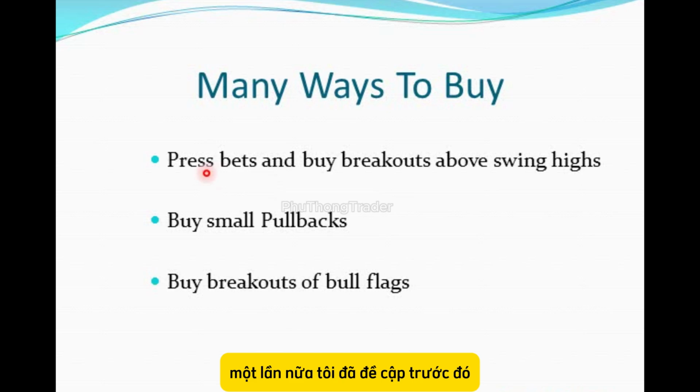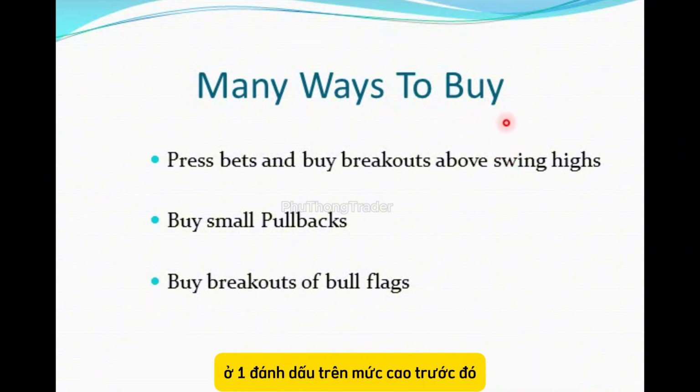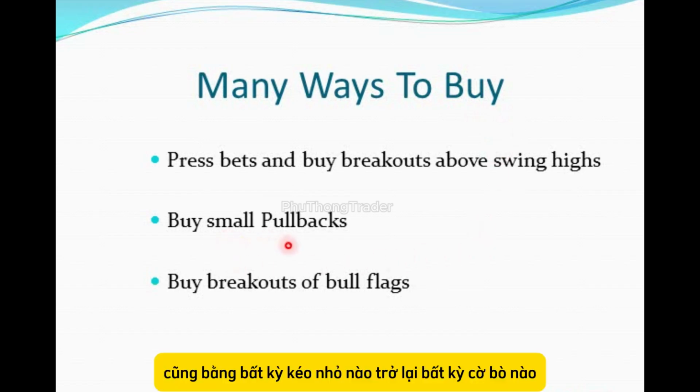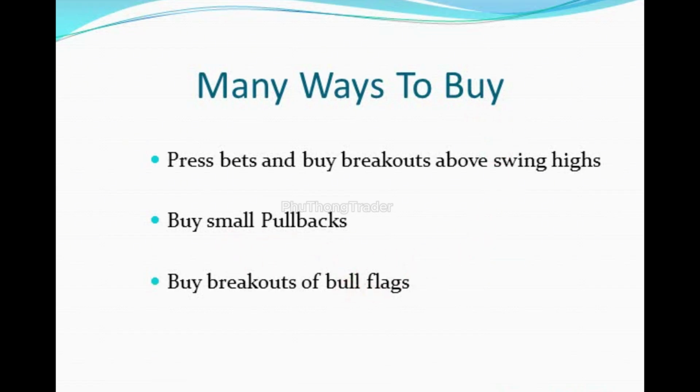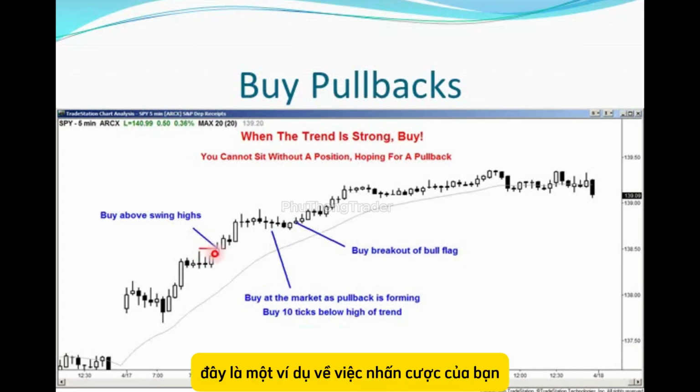Again, I mentioned earlier, you can press bets. You can buy breakouts above prior highs. So if the market is up here and it pulls back, you can buy as the pullback resumes up. But if you miss that, you can always buy on a stop at 1 tick above the prior high. Also buy any small pullback, any bull flag. This is an example of pressing your bets.